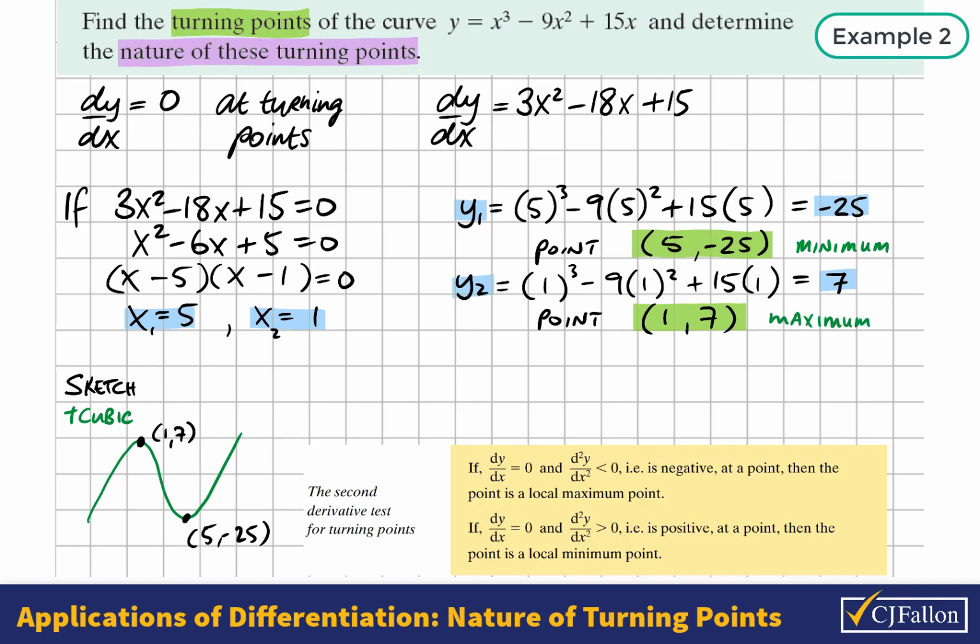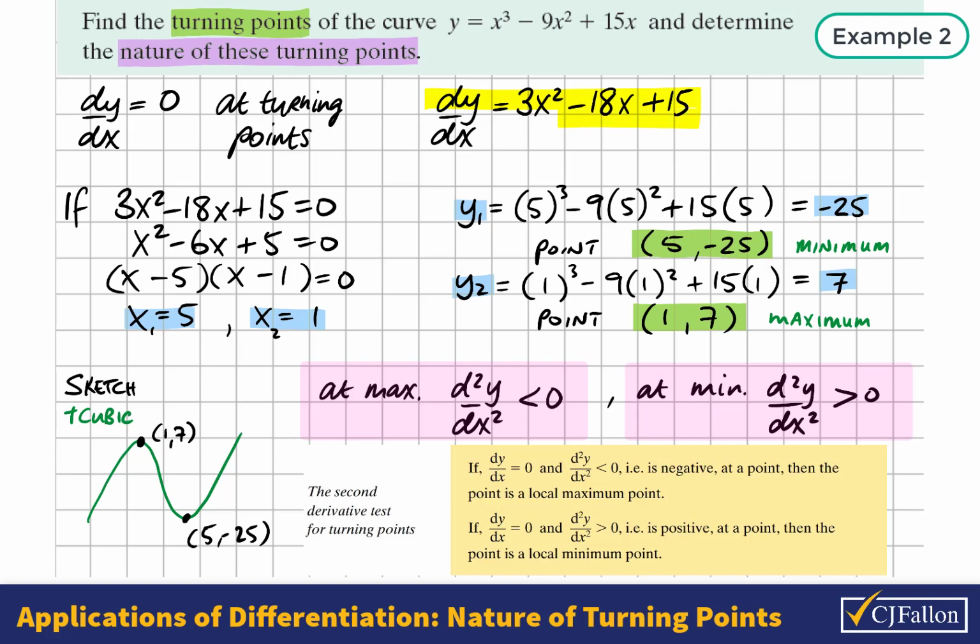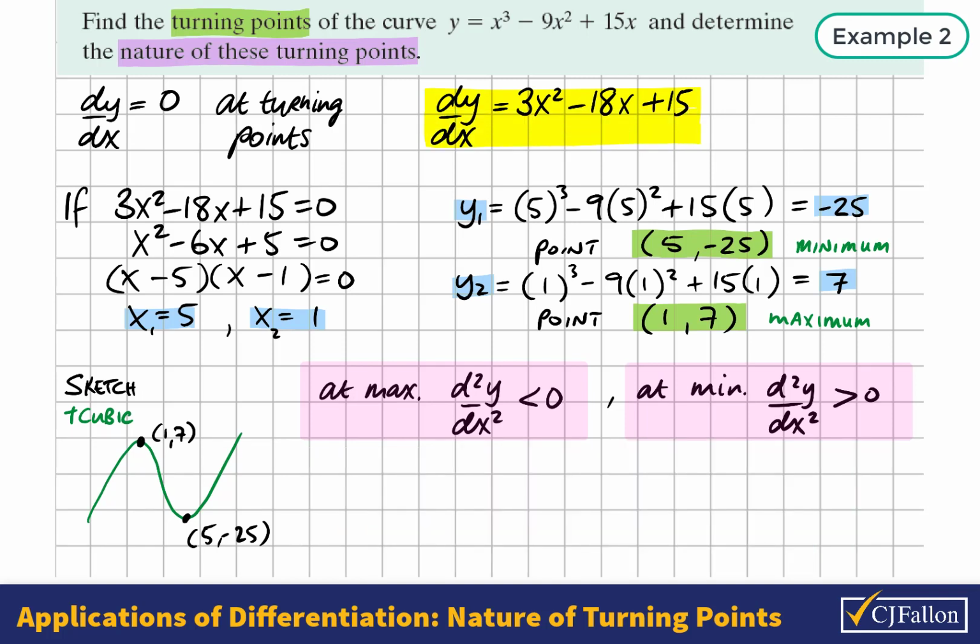However, to formally prove this, because the curve we're being asked mightn't be as straightforward as the cubic curve that we recognize. So the formal way to recognize a maximum is at a maximum the second derivative would be less than 0. And at the minimum the second derivative is greater than 0. So this is the formal way of finding it. So we have our first derivative here, I put it in yellow. We need to differentiate this a second time.